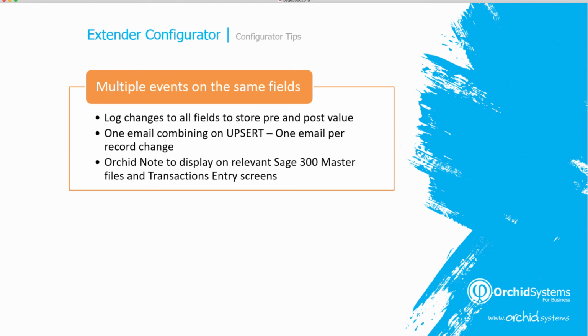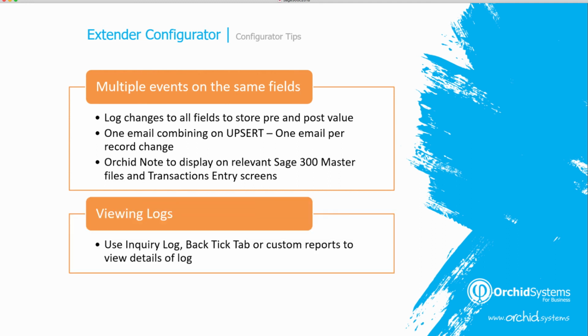On the flip side, you can have multiple events on the same fields. For example, you can log all the changes to store the pre and the post value and only have one email combining on an upsert. So users are notified by an email that something has changed for a record, and then they can view the detail log or a custom Info Explorer cube to view the log if they need to see more details.